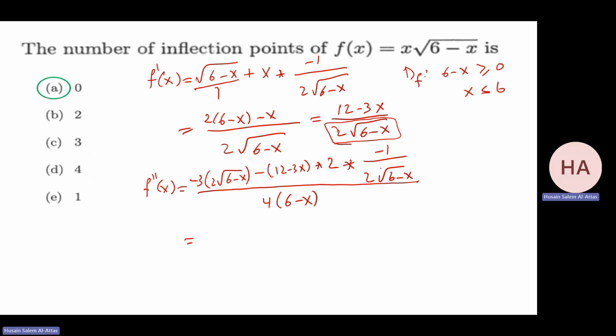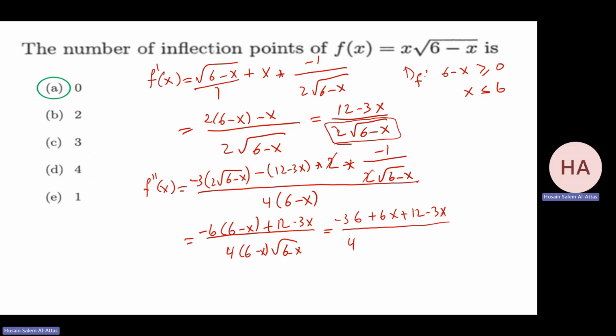Okay. Now, this 2 cancels with this 2. I have what? Minus 6 times (6 minus x). And I have minus that one, plus 12 minus 3x, over 4 (6 minus x) times the square root of 6 minus x. Okay, that gives me minus 36 plus 6x plus 12 minus 3x over 4 (6 minus x) to the power 3 over 2. That gives me 3x minus 24 over 4 (6 minus x) to the power 3 over 2.